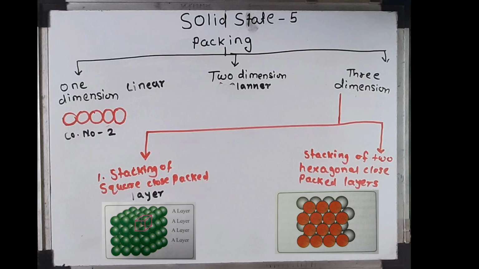Is it clear, students? Voids means empty or unoccupied space, and coordination number means the number of neighboring spheres that touch any given sphere. I will repeat it again: the number of neighboring spheres that touch any given sphere is its coordination number.